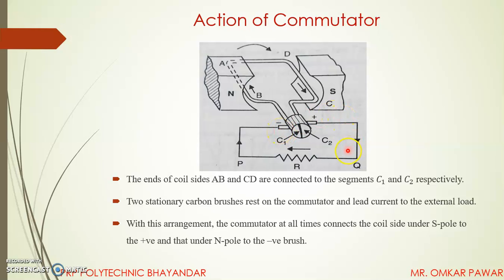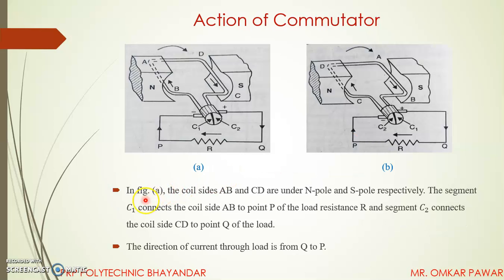So always current flows in this direction, from Q to P. In figure A, the coil sides AB and CD are under N pole and S pole respectively. The commutator segment C1 connects the coil side AB to point P of the load resistance R, and segment C2 connects the coil side CD to the point Q. The direction of current through the load is from Q to P.